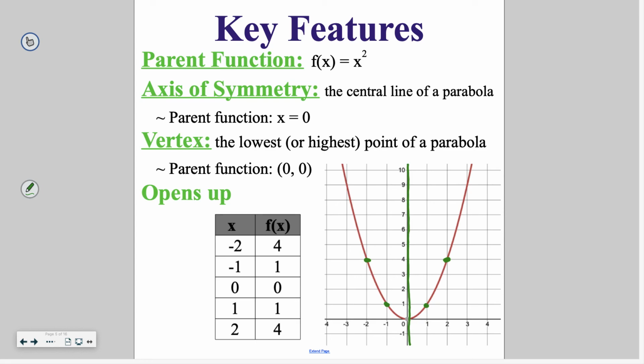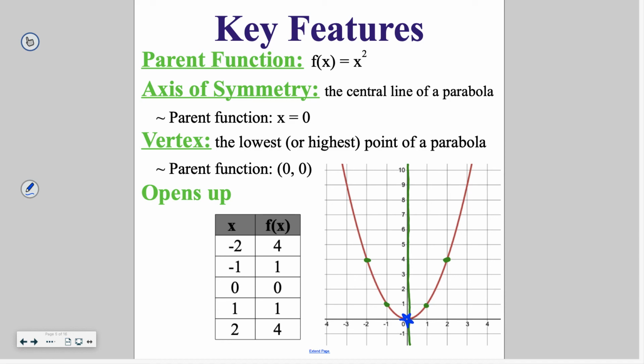Another point we want to highlight is the vertex. This is the lowest or highest point of a parabola. The vertex of the parent function is the origin, that 0, 0 point. That's where we go from, in this case, decreasing, and we change to increasing. It's also the place where this parabola, this curve, touches the axis of symmetry. So the point for the vertex is always going to be where the axis of symmetry touches our parabola.